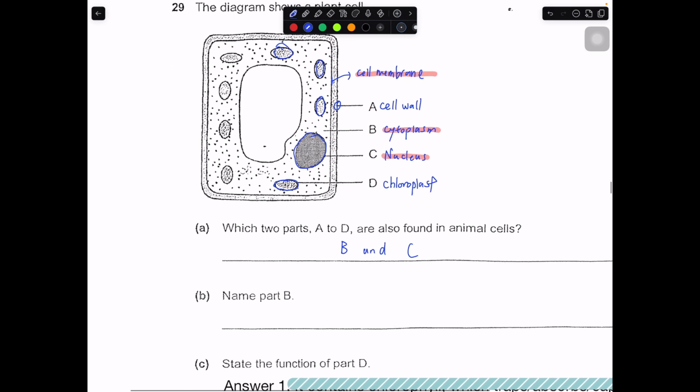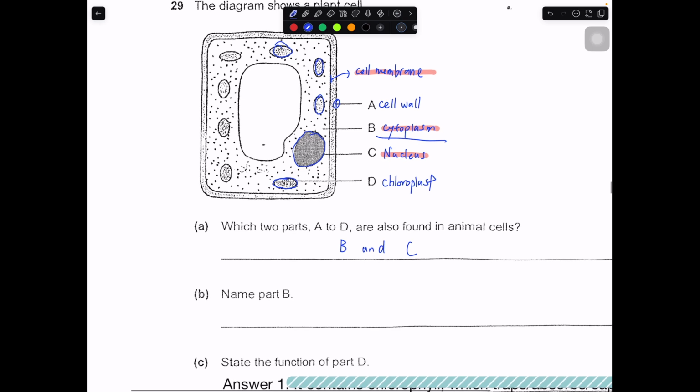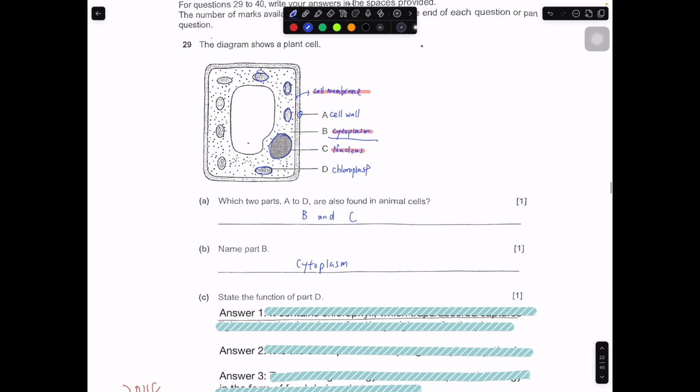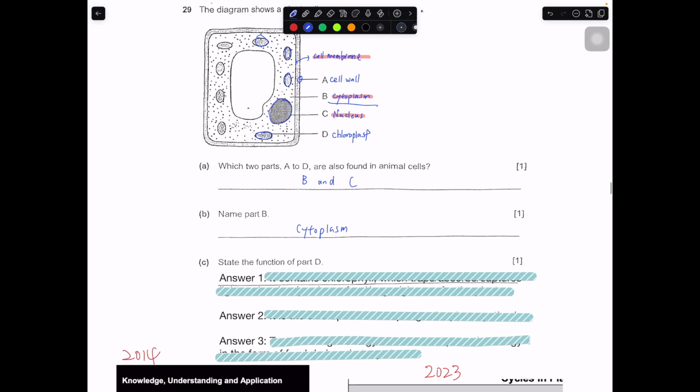So what is part B? B is your cytoplasm. Okay, this part is pretty straightforward. So before we go into part C, right? Part C, which is state the function of D, right? There can be many answers to this.